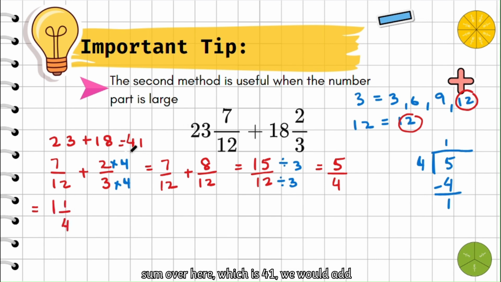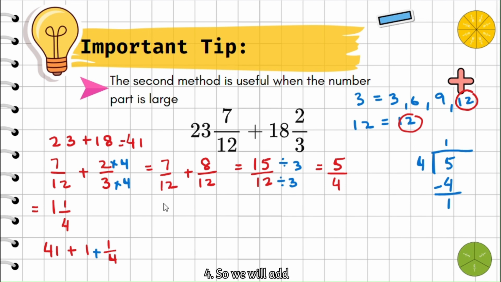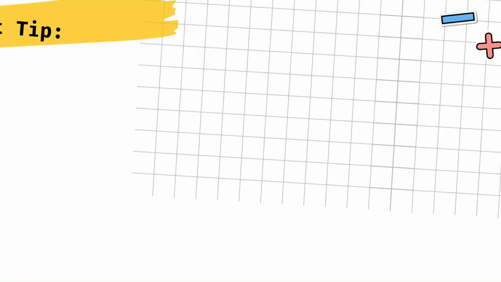Now this sum over here, which is 41, we would add it to 1 whole 1 over 4. So that would be 41 plus 1 whole 1 over 4. Now writing 41 plus 1 whole 1 over 4 is the same as writing it as 41 plus 1 over 4. So we would add 41 plus 1, which equals 42, and the fraction part would stay the same. So 42 whole 1 over 4 would be our answer.